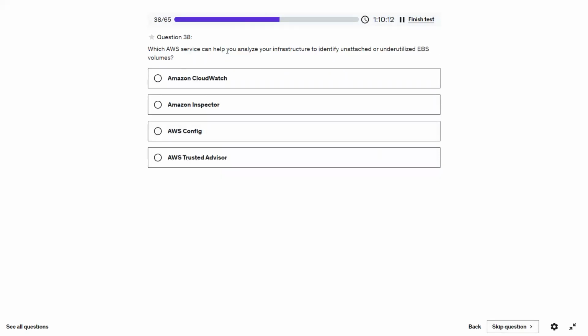Which AWS service can help you analyze your infrastructure to identify unattached resources? That is Trusted Advisor, because Trusted Advisor is one of the services in AWS which will give you recommendations. Like you have attached the EBS to the EC2, but you are not using it, so an underutilized EBS volume, or unattached: you created the EBS, but you have not attached it. That is unattached.